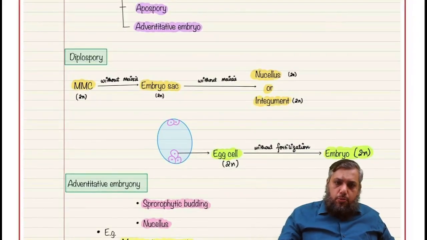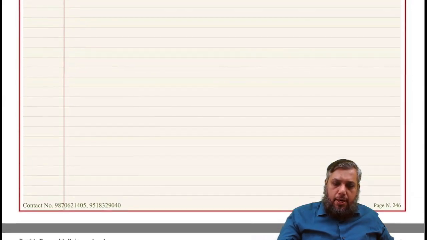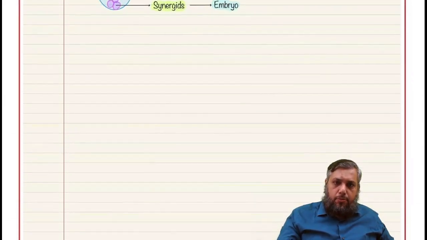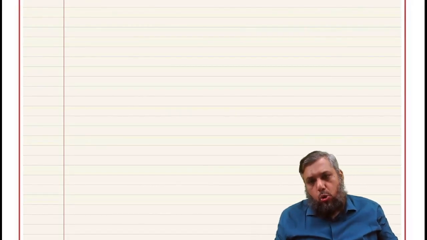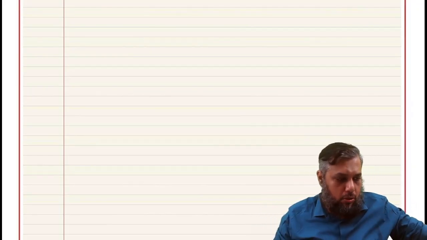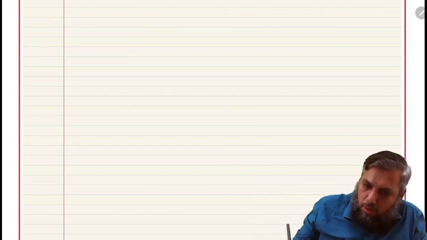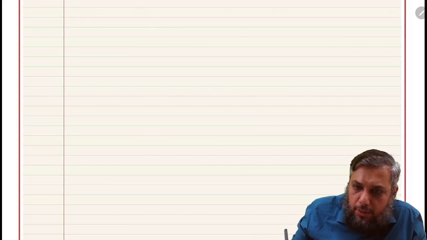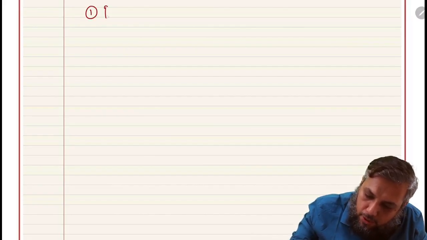Now, what is this process of double fertilization? How does it occur? So let us understand the process of double fertilization and what it leads to. Okay, so there are certain events that will occur prior to this process of double fertilization. And the first one, I'll just list the events. It is going to be pollination.